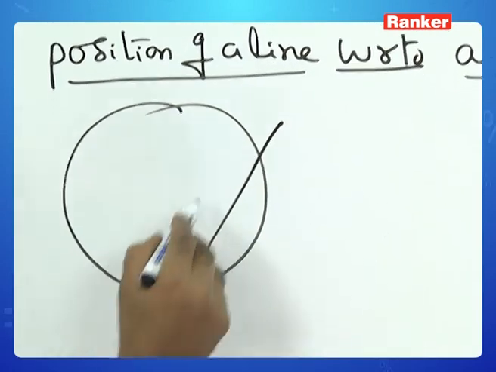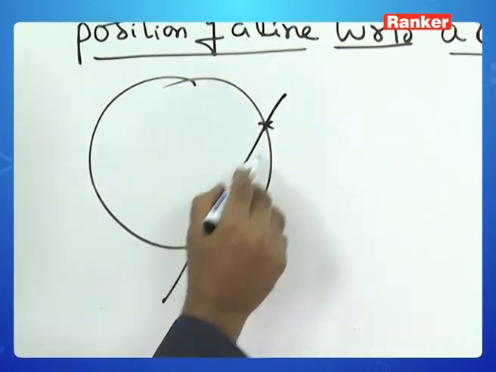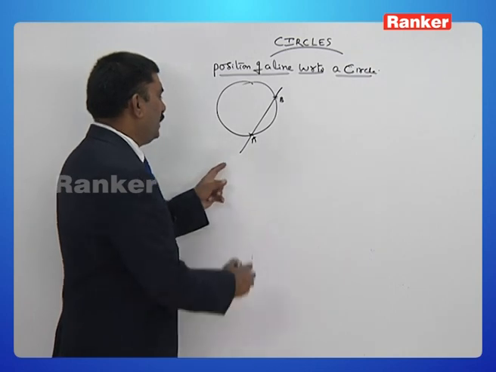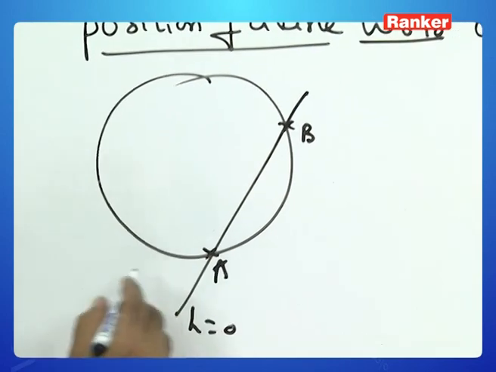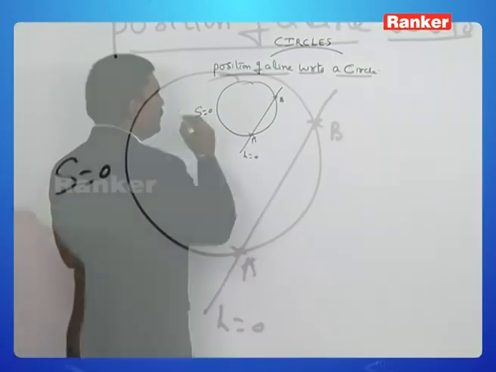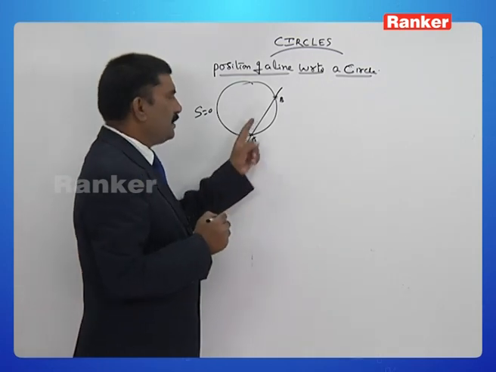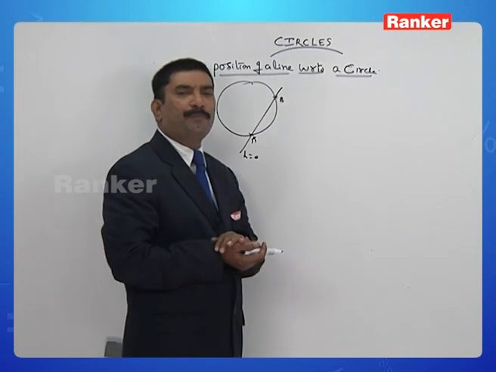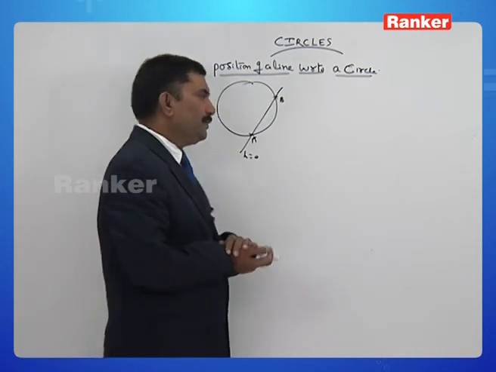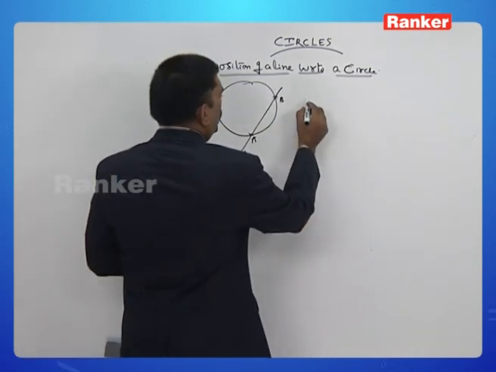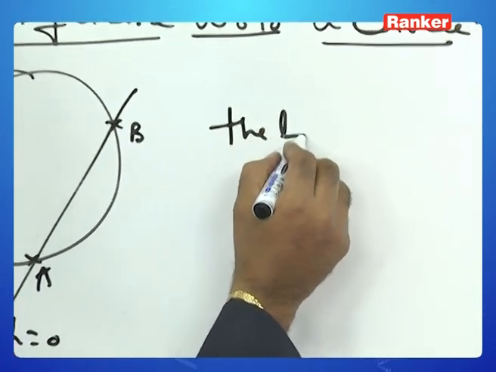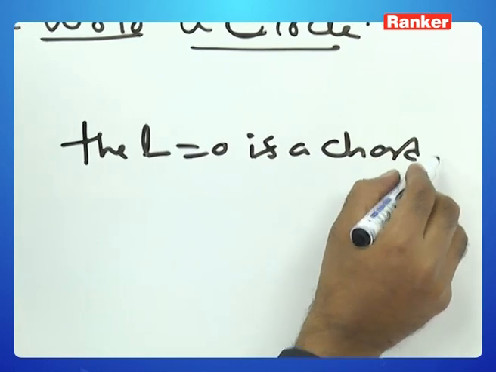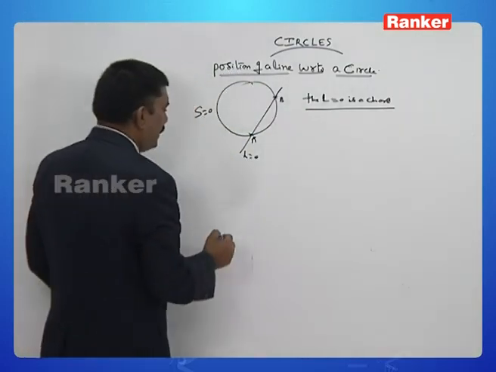Now when the line cuts the circle in 2 points, you take this line L is equal to 0, you take this S is equal to 0. When the line cuts a circle in 2 points, then it is a chord. Now the line L is equal to 0 is a chord which cuts in 2 points.